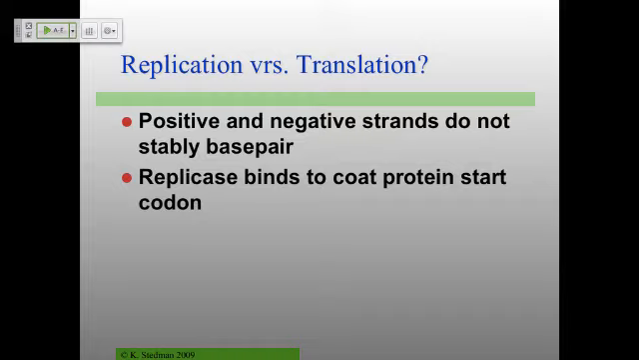The non-coding strand, it's really easy for the replicase to come down and bind that and make multiple copies of it. So it's really easy to make multiple copies of your genome once you've made that negative strand. So the key is making the negative strand in the first place. And again, the replicase binds to the coat protein start codon, so it's regulatory for the coat protein rather than for the lysis protein.